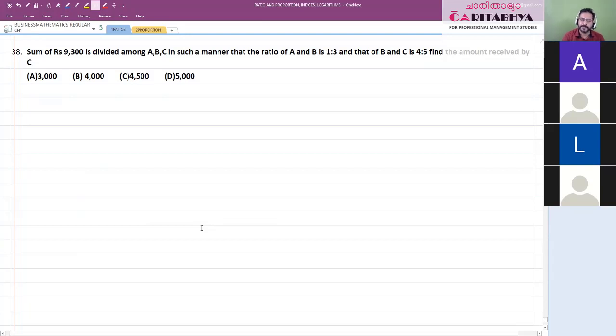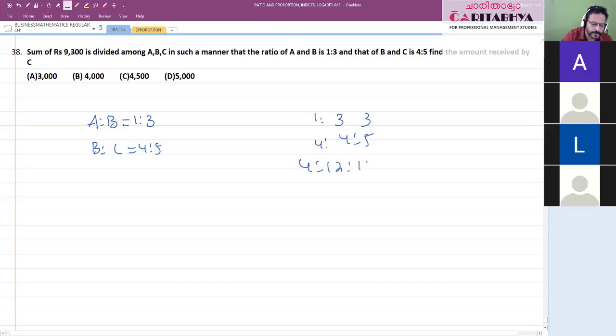So here what is it? Find the continuous ratio and divide. Let's try it. A is to B is 1:3. B is to C, 4:5. Then 1:3, 4:5, multiply by 4 and 3. So it comes 4:12:15.